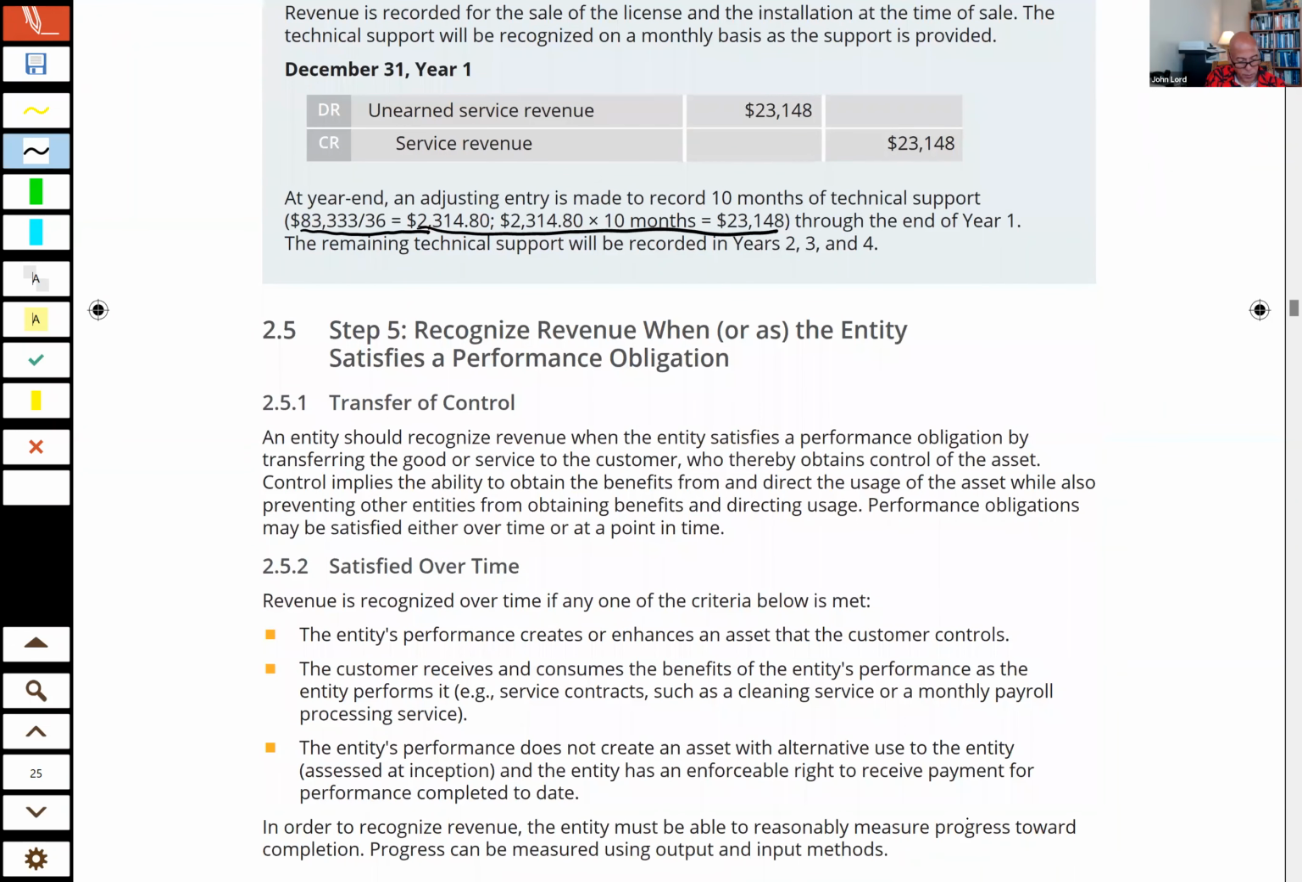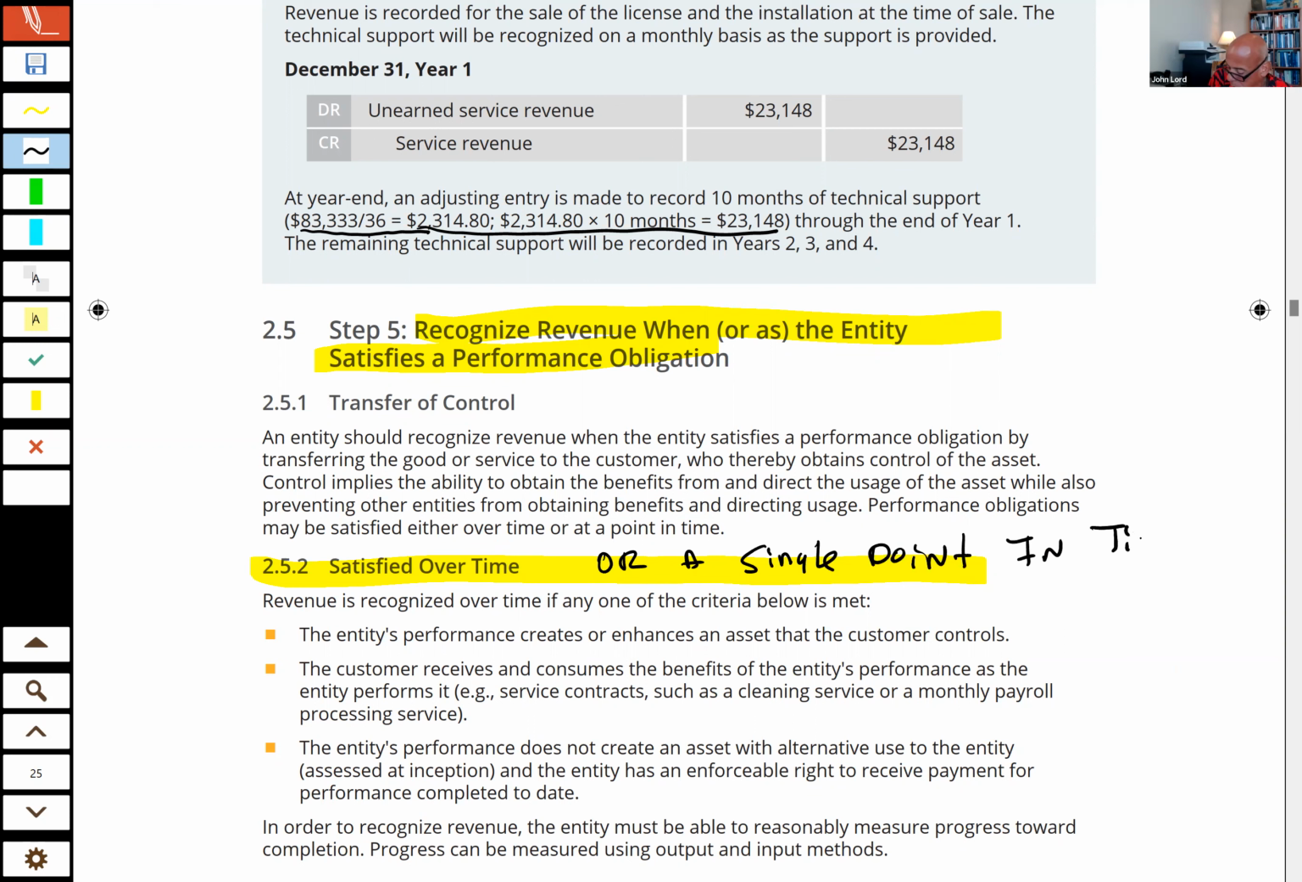Okay, good. Now let's take a look at when we will recognize revenue: when the entity satisfies a performance obligation, okay? And it could be satisfied over time, or a single point in time. And we've really already looked at this in that previous example, okay? But we're just going to really look at criteria here, okay?